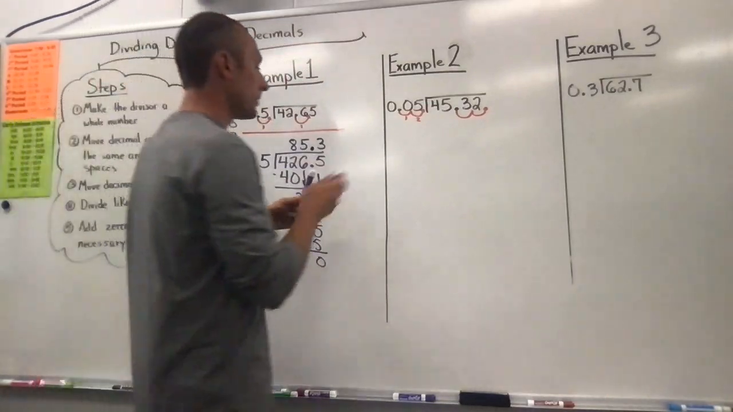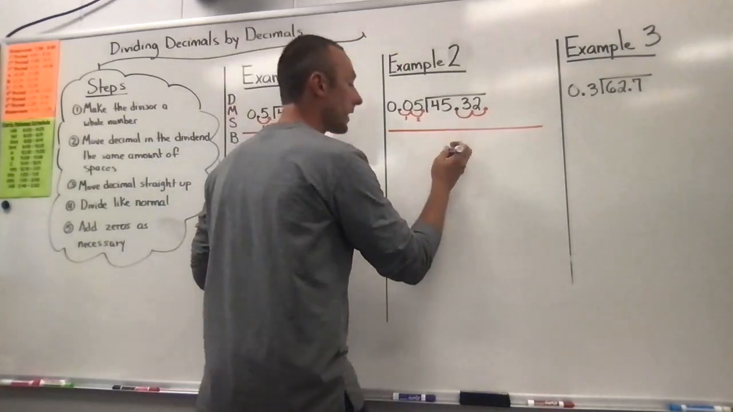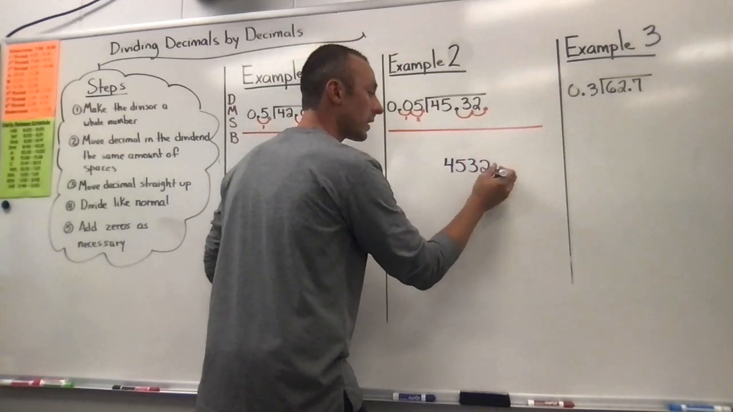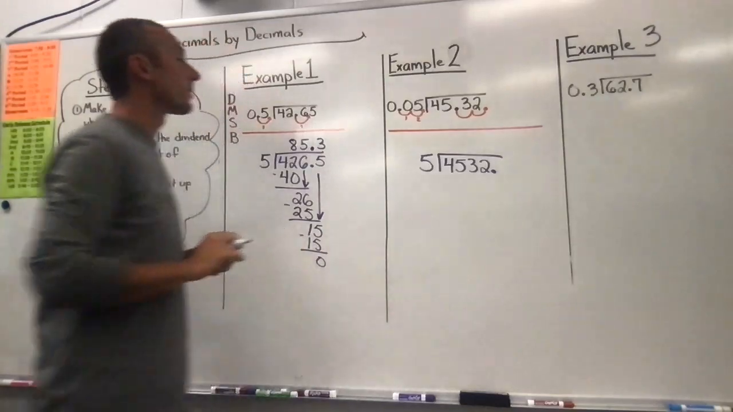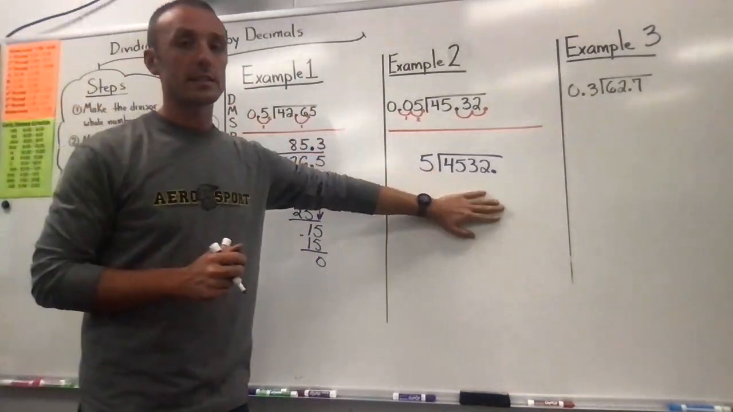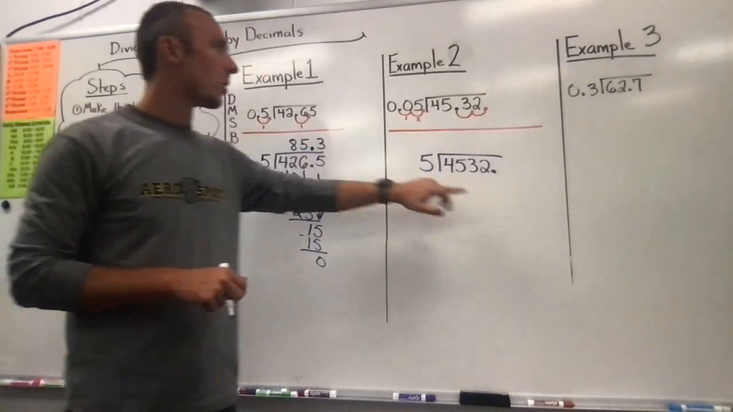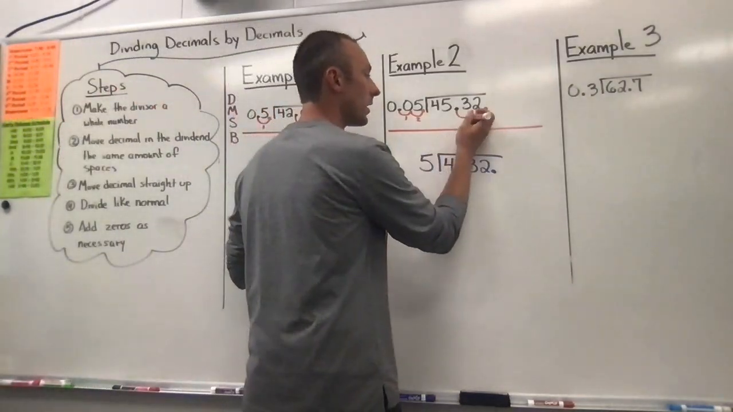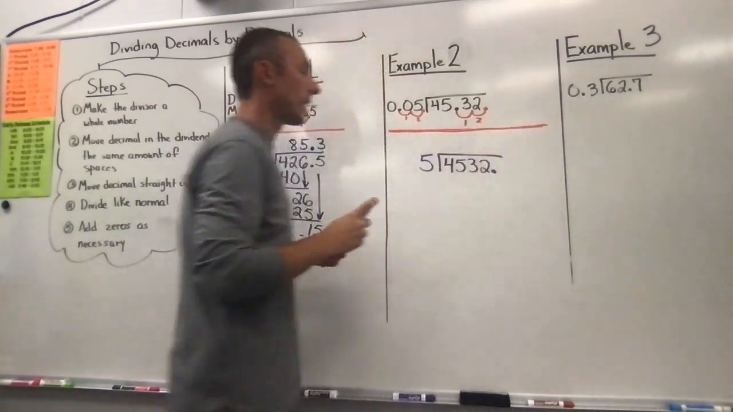So I can rewrite this problem as 4,532, and the decimal's there at the end, divided by 5. So our goal here is to get rid of the decimal on the outside, but we want to keep the decimal on the inside. We won't always need it, but it'll just be good practice to do for now. So once again, I am moving the decimal in my divisor to make it a whole number. Whatever I do on the outside, I have to be fair and do the exact same thing on the inside.